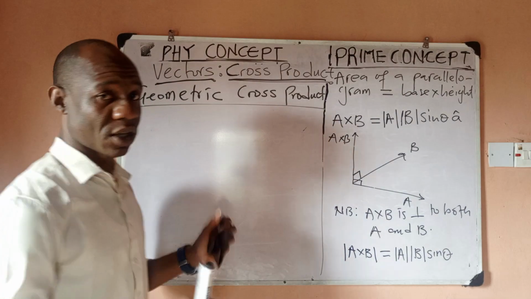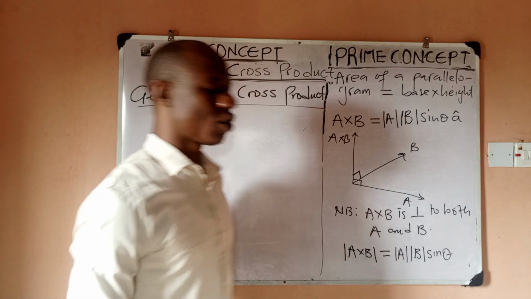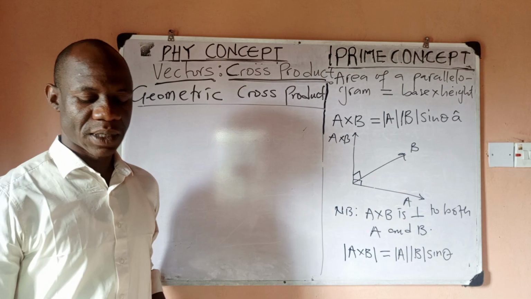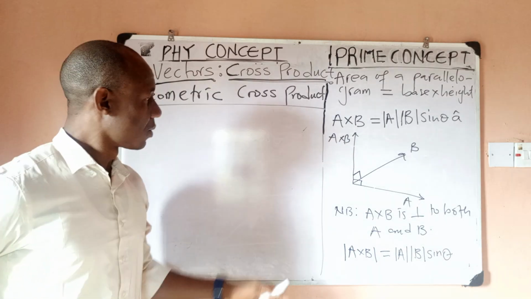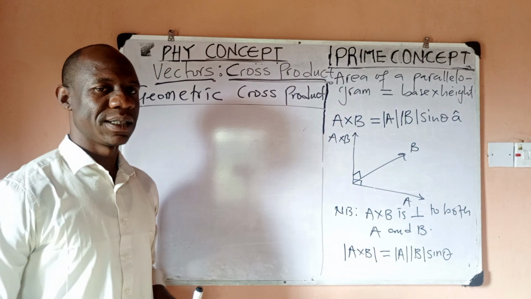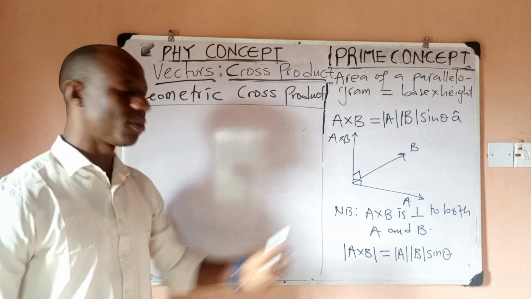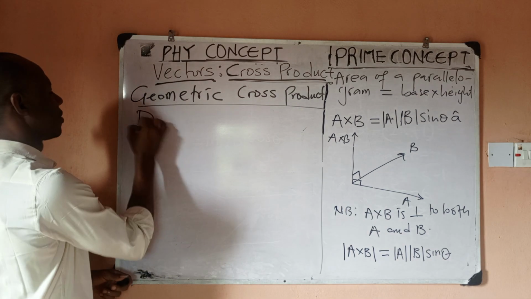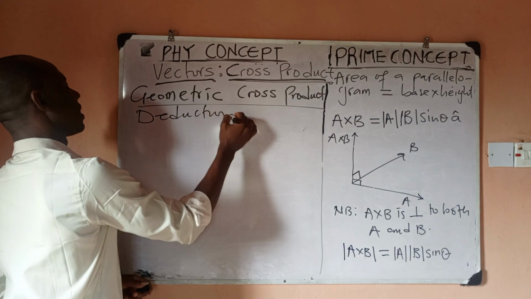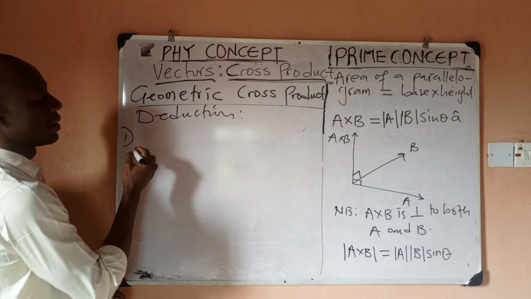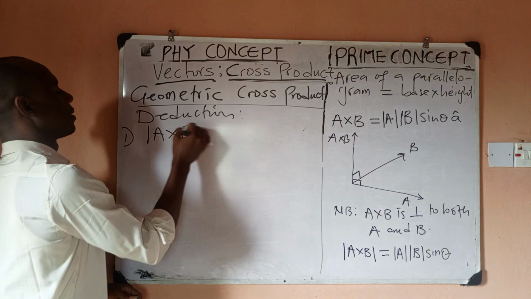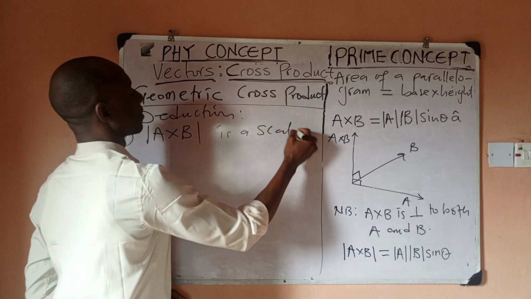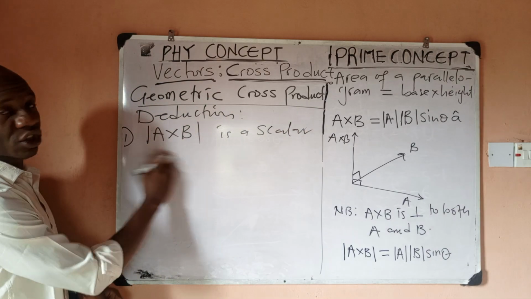But meanwhile, what are we studying now? Geometric cross product. It is expedient for us to learn it and understand it. Now, since we understand this, we want to do some deductions from this formula. What are the implications of this formula? Number one deduction or points I want you to note. Number one is that this is a scalar. This answer, this result, is a scalar.